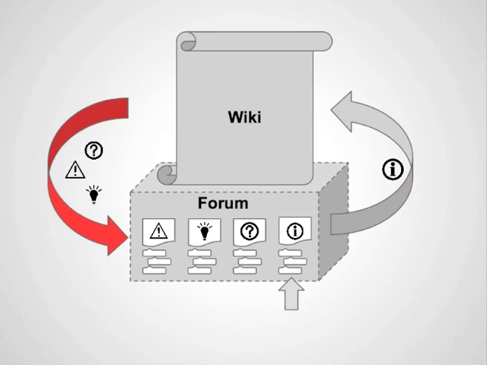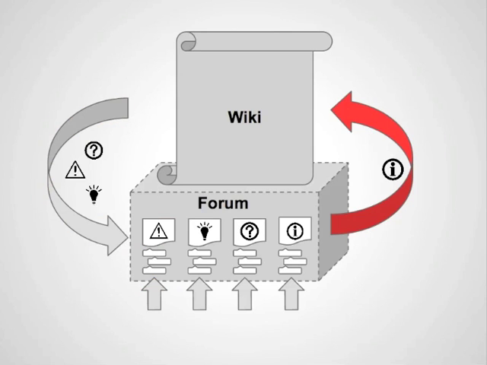This information then inspires us to add our own questions, ideas, and concerns. All of these topics may result in new or refined information that is then added to the wiki, which then again inspires more questions, ideas, and concerns. And at this point, we have an iterative design process.